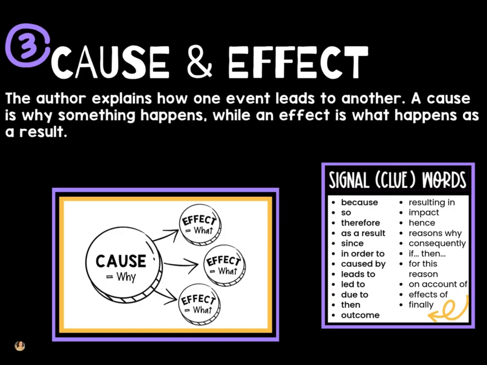Next, we have cause and effect. This is where the author will explain how one event will lead to another event. A cause is why something happens, while an effect is what happens as a result.